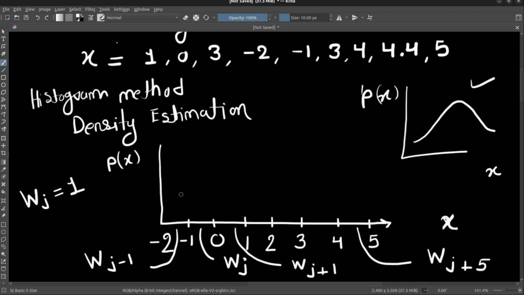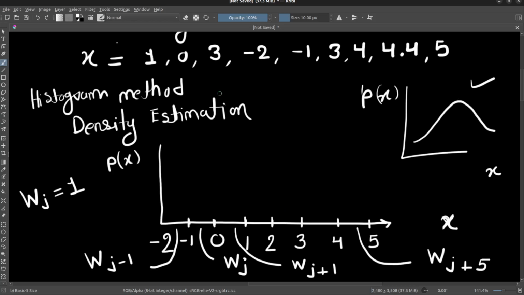Now our next task is to find the height. You see, from -2 to -1, how many samples are there? -2 is there, and then -1 is there. In this bin, how many samples are coming? And remember the samples which belong to the boundary: by convention, I will assign those points which lie on the boundary between two cells to the right bin.